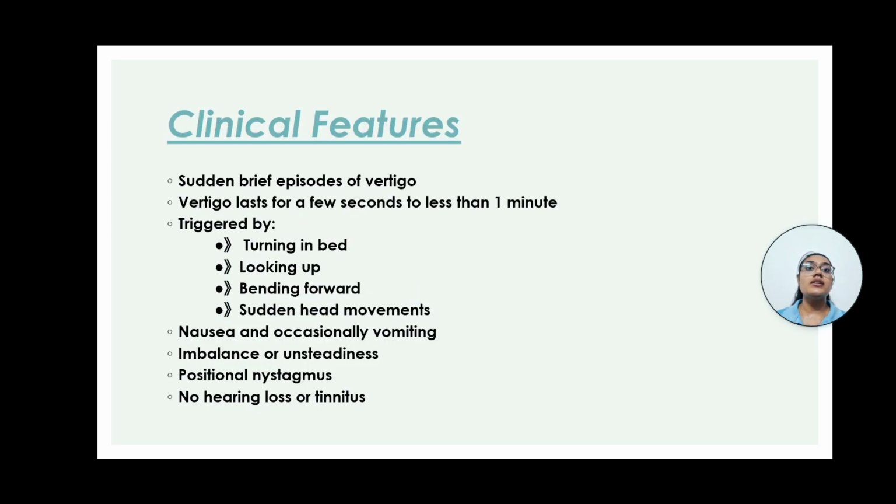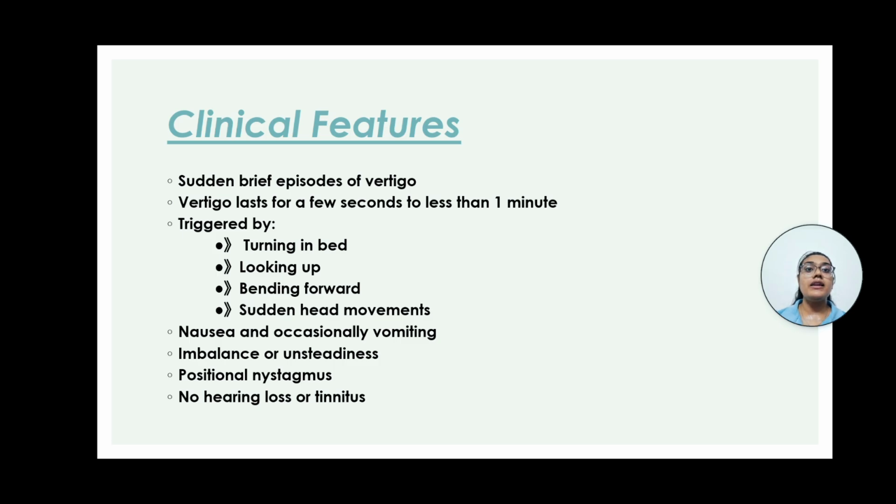Then clinical features: sudden brief episodes of vertigo lasting at least a few seconds, not more than 1 minute. From these clinical features you can identify which patient has an episode of vertigo, because sometimes some patients just act like they are feeling vertigo. So you can identify which patients are affected and which are non-affected.